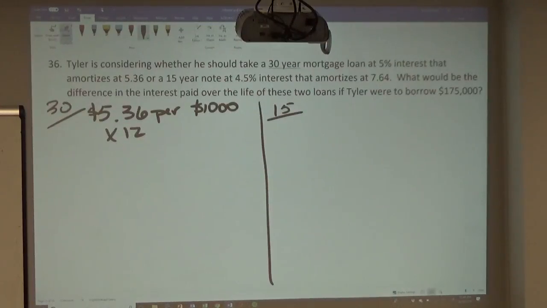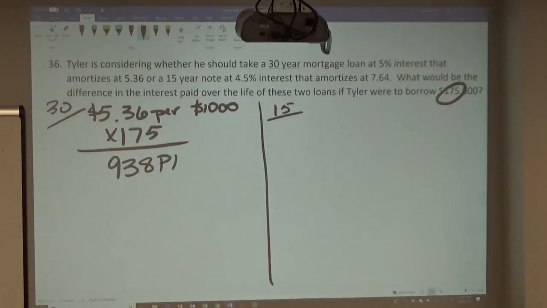Oh, sorry. I have to yet calculate how much our payment is. He's borrowing $175,000, so times 175. So $5.36 times 175. This is where that comes from, right here. That's a payment of $938 for principal and interest, $938 monthly payment.